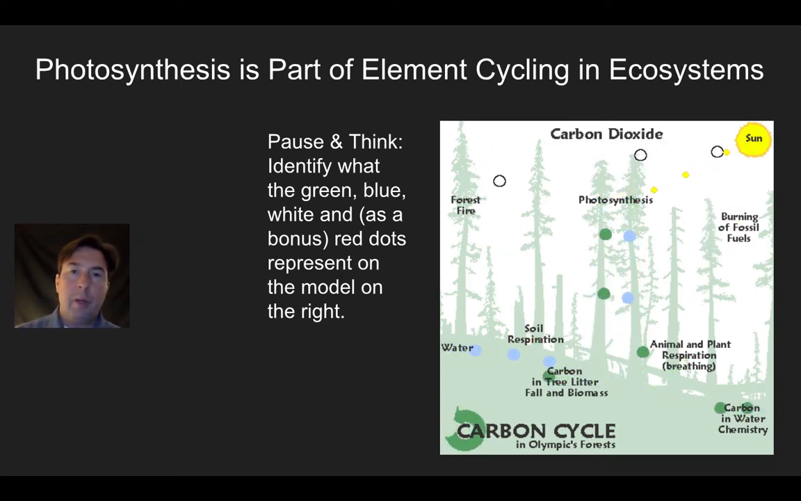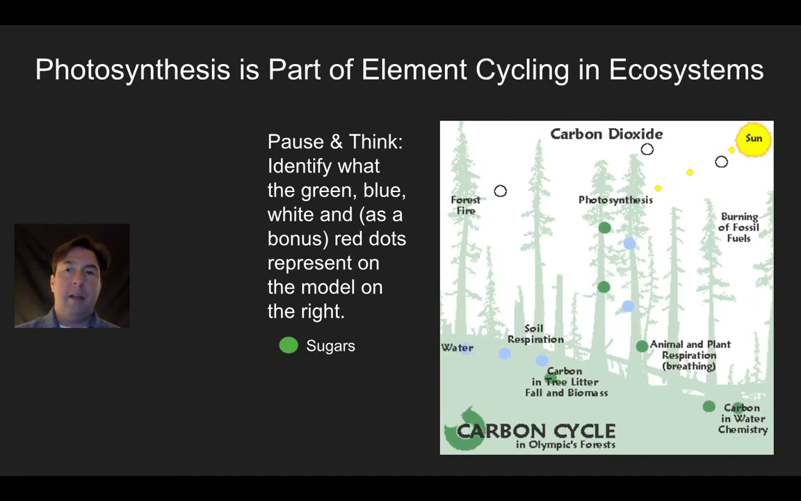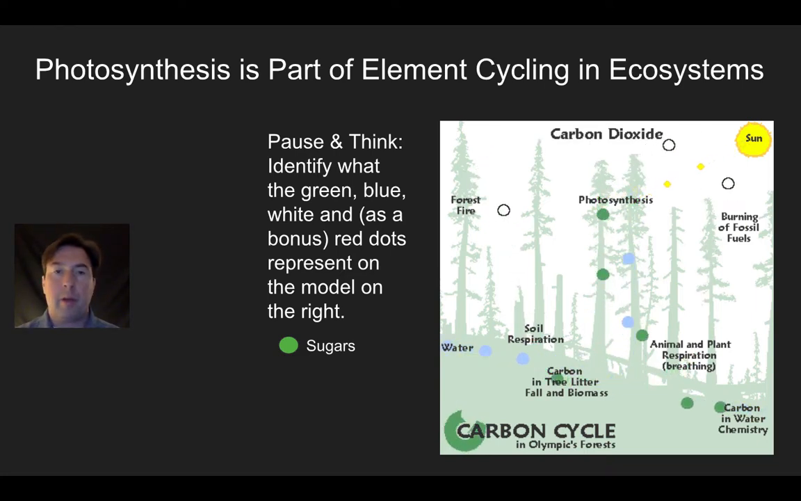All right, so hopefully what you came up with in this is that the green represents sugar. This is something that's made when all these different components come out as a product of photosynthesis. You see that the greens are actually being formed right on the word photosynthesis, and so that's a key sign that photosynthesis is producing those green sugar molecules.